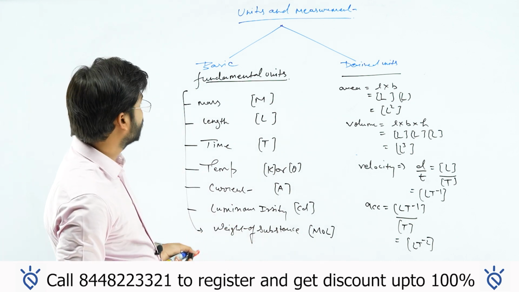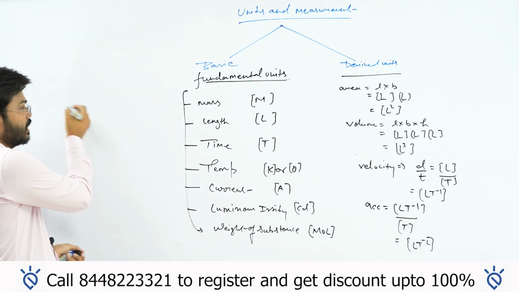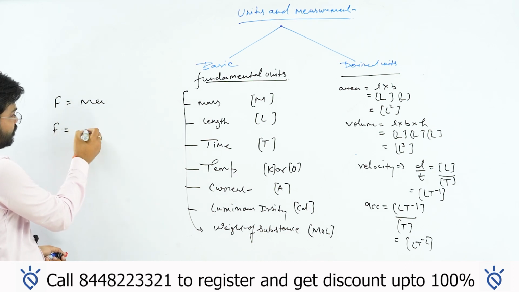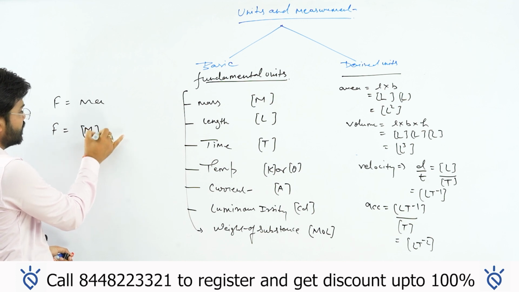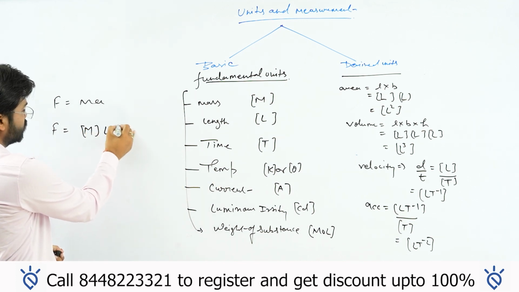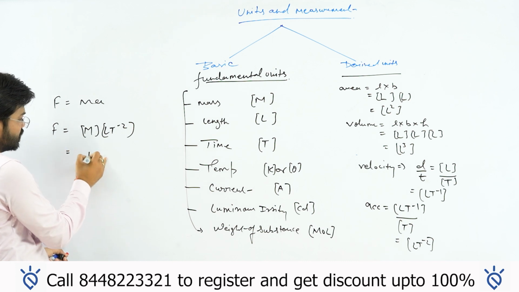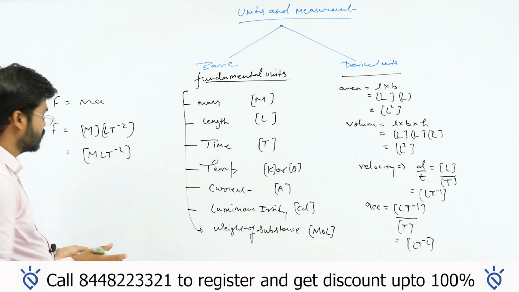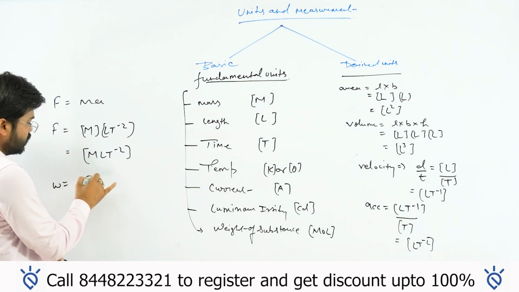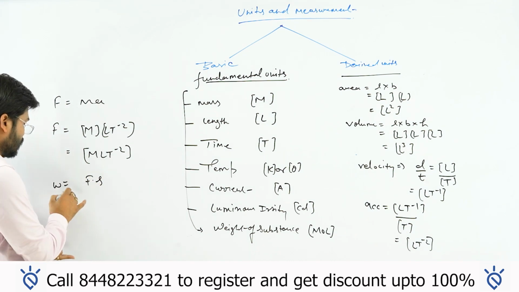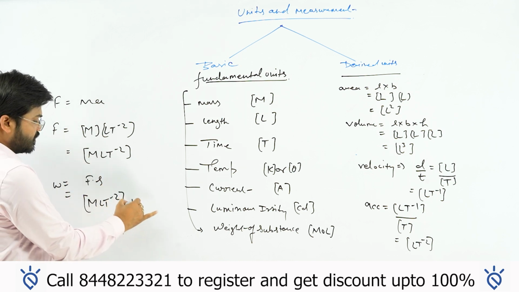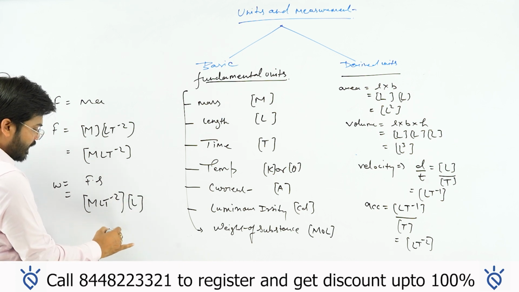Similarly, if we find force, so F is equal to ma. F is equal to m, which is M, and acceleration is LT minus 2. So the dimension of force is MLT minus 2. Similarly, if we find work, so W is equal to F into S. We know that force into displacement. So force dimension is MLT minus 2 and S is L. So dimension will be ML2T minus 2.